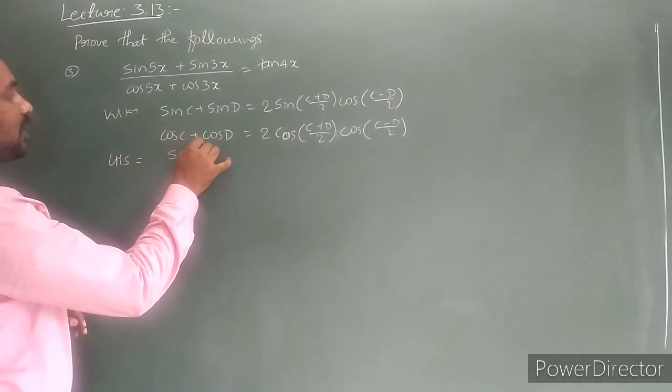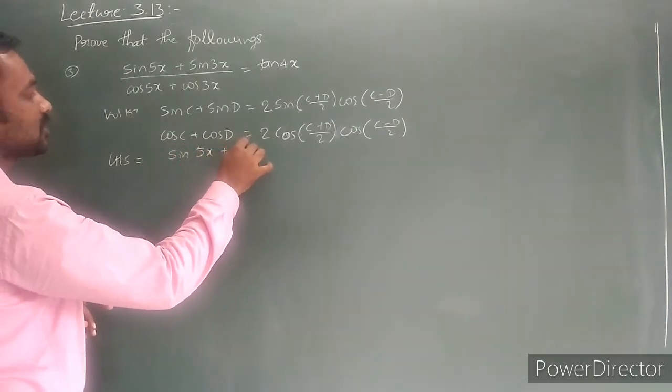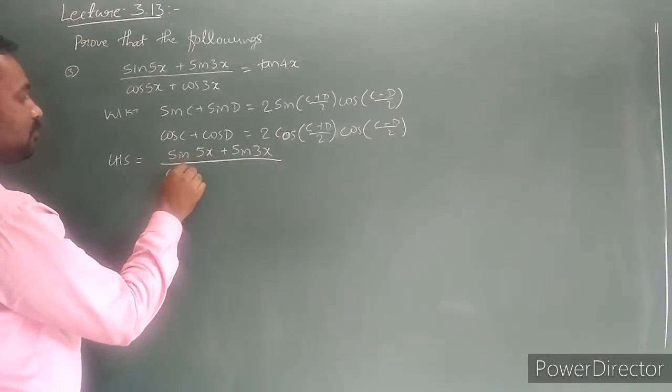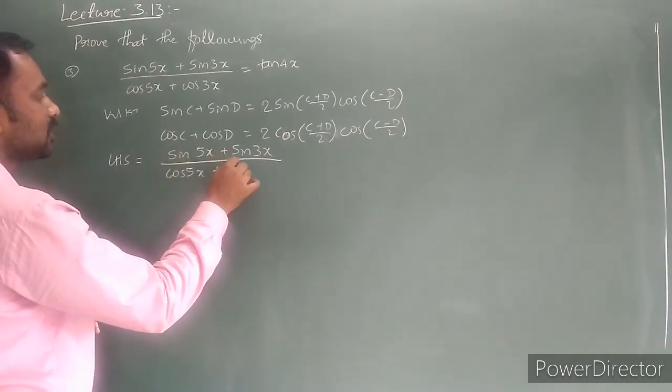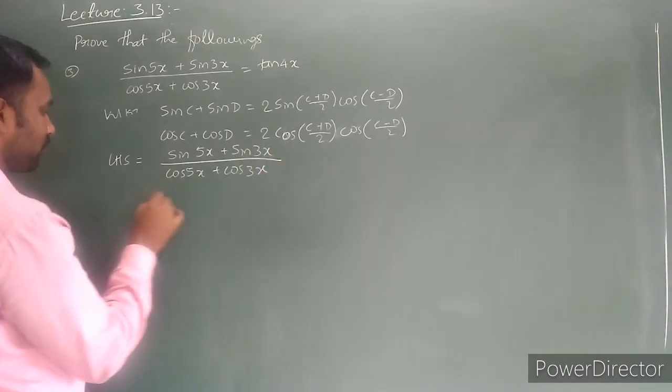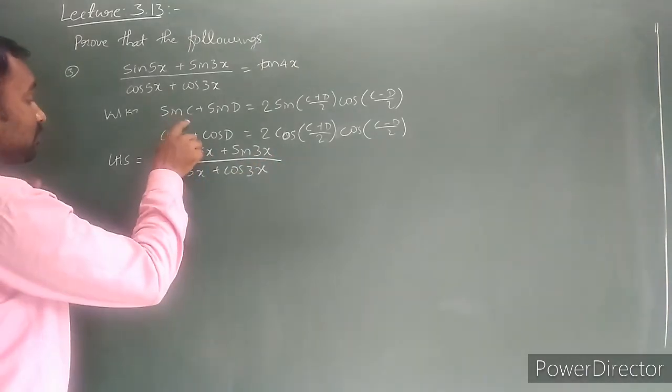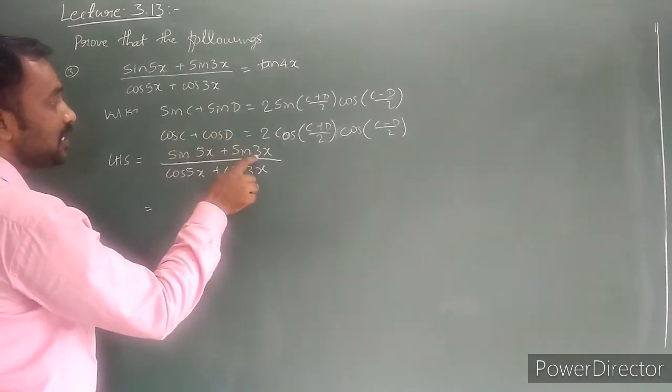LHS: sin of 5x plus sin of 3x, whole thing divided by cos of 5x plus cos of 3x, is equal to, what is sin c plus sin d? In place of c, 5x, in place of d, 3x.